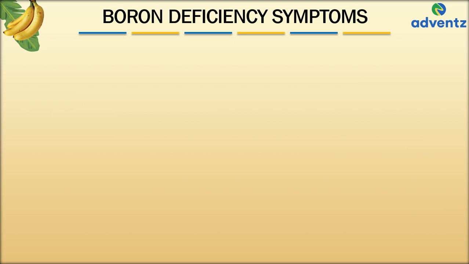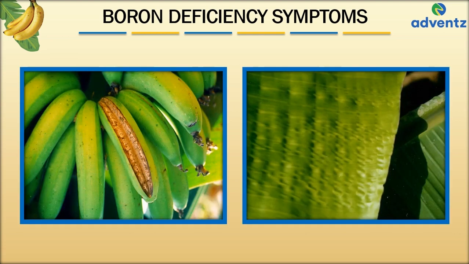Following images demonstrate the boron deficiency symptom. We can see how the fruit and the leaves are impacted. Boron deficiency leads to chlorosis in leaves and splitting of fruits.